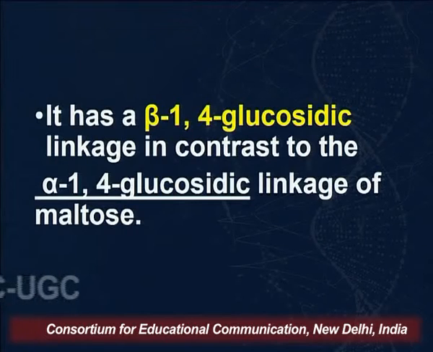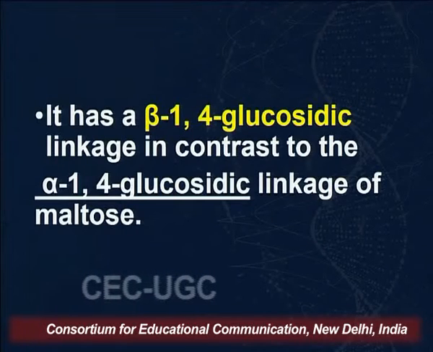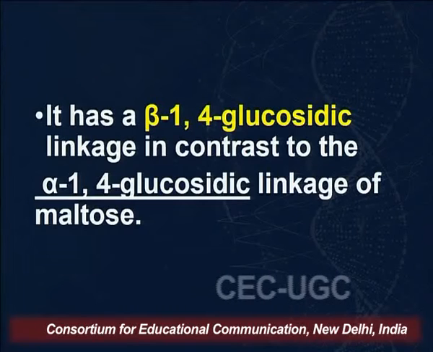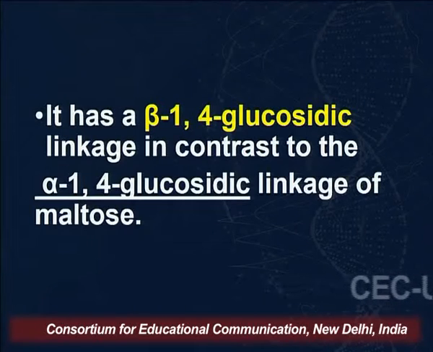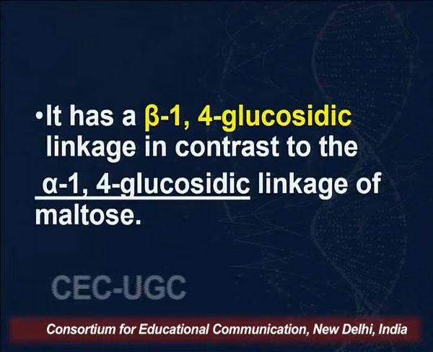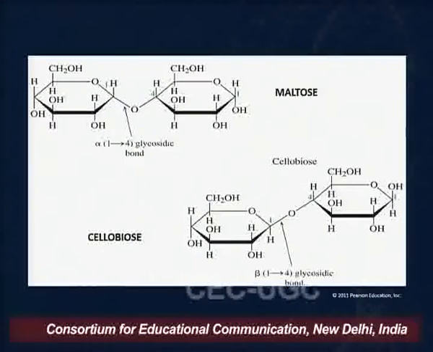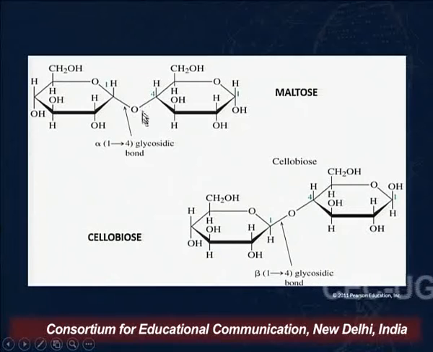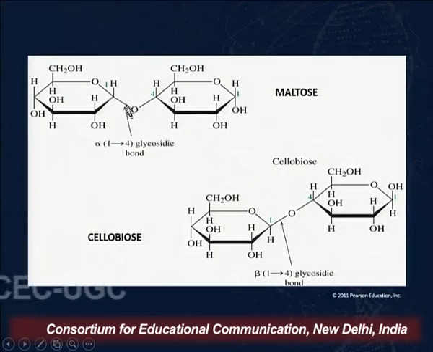And this linkage is in contrast to that of the linkage in maltose. In maltose we have an alpha linkage. So the linkage is different. That is, in one case we have a beta linkage and in the other case we have an alpha linkage. As you can see here on your screens again, in maltose we have an alpha linkage. So what is an alpha linkage? CH2OH and the bond between the C and the O are on the opposite side.